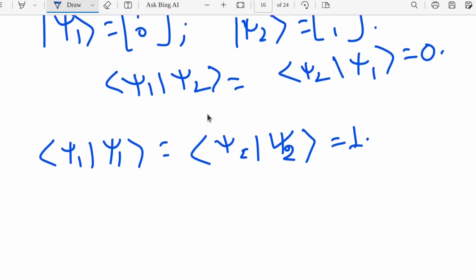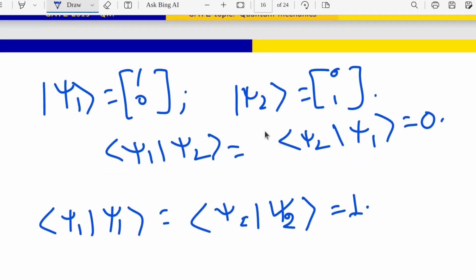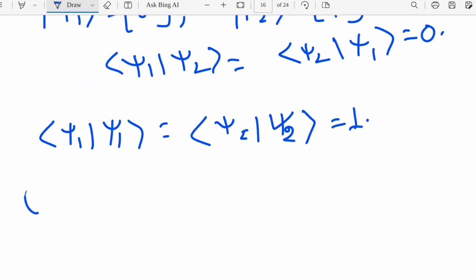But for now, I can just tell you that if these two states are independent of each other, then the matrix elements psi 1 psi 2 and psi 2 psi 1, in bracket notation, are exactly 0. And the bracket notation of psi 1 psi 1, and of psi 2 psi 2, gives 1. Okay. So what will be the row 2 2 here?